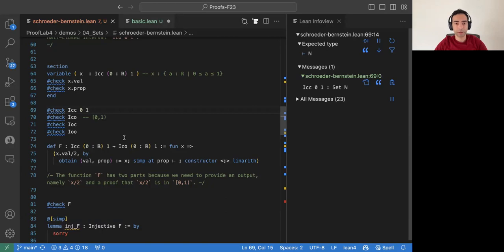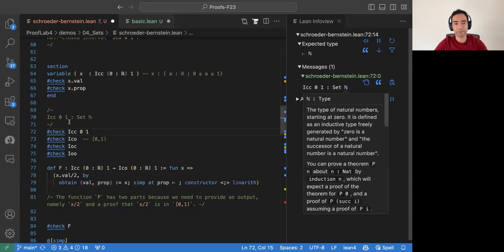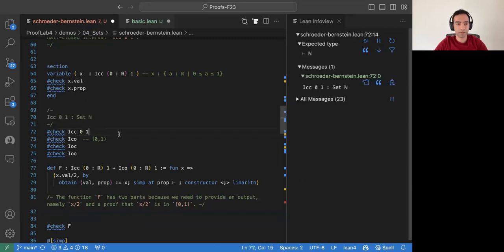But you're right, that's our idea that this is the interval 0 and 1. But actually, Lean curiously says this is Set N. What is Set N? So let me copy. I think if I click on this, it copies. Yeah, okay. So when you click on this, it copies whatever the result of check is back to your file. Okay, so what is Set N?